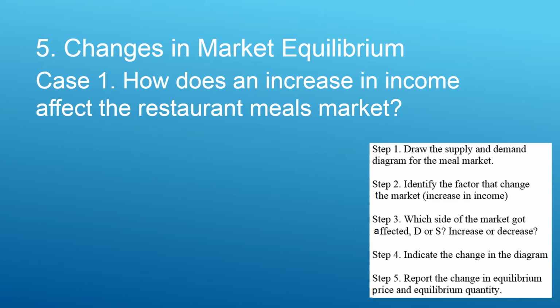So before you do the analysis, you should underline 2 keywords. The first keyword is, you have to ask yourself, what market are you talking about? So here it says restaurant meals market. So you underline that and tell yourself, okay, I need to remember this. So this is point number 1.